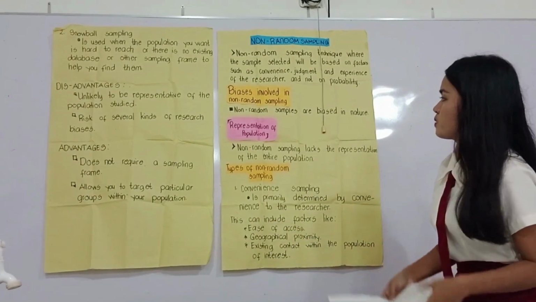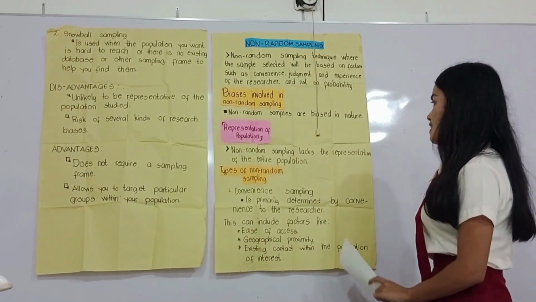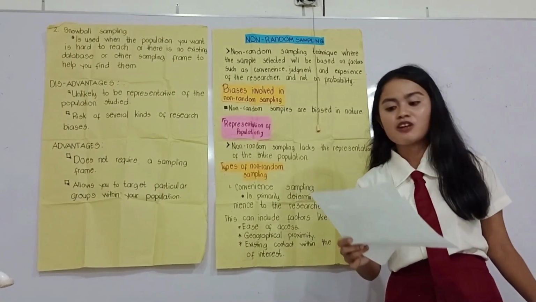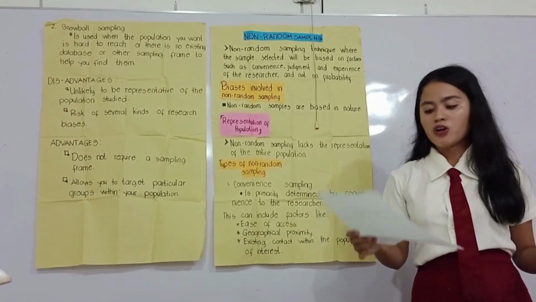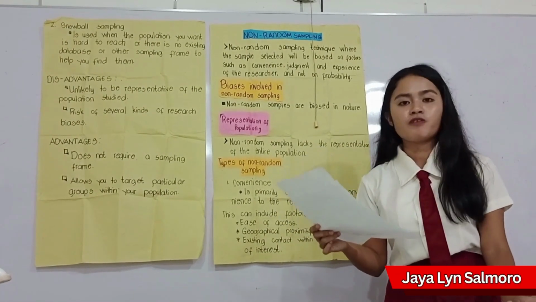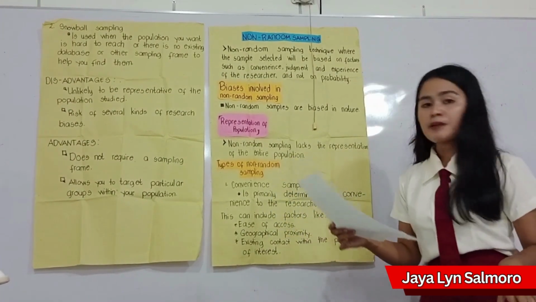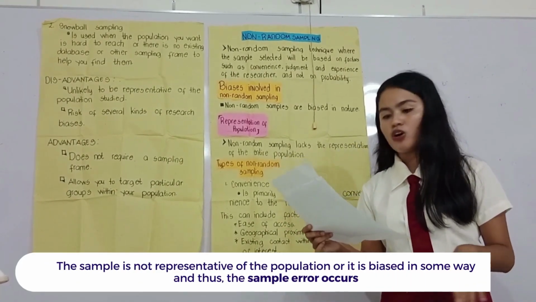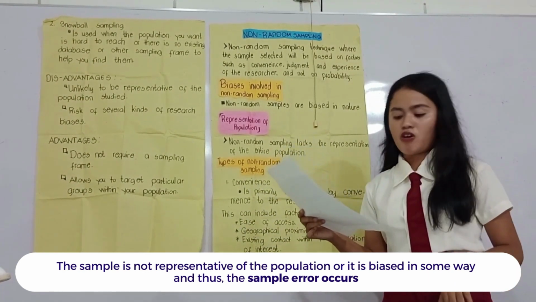So what is the representation of the population in non-random sampling? Non-random sampling lacks the representation of the entire population, because in non-random sampling the sample does not represent the entire population. The variation is called sampling error. A sampling error is a deviation in the sampled value versus the true population value. Sampling error occurs because the sample is not representative of the population or is biased in some way. So that is why sampling error occurs.